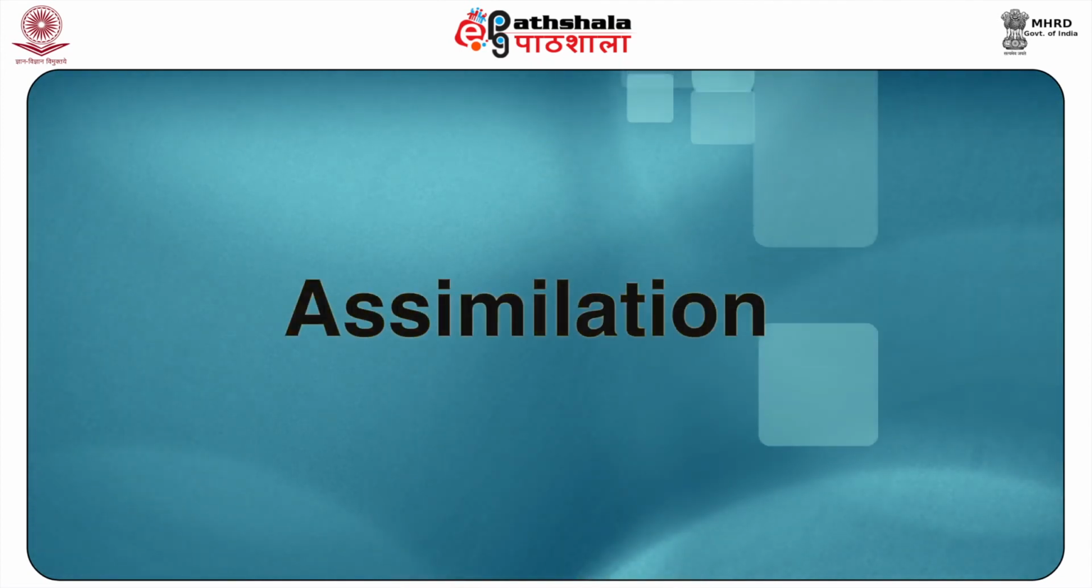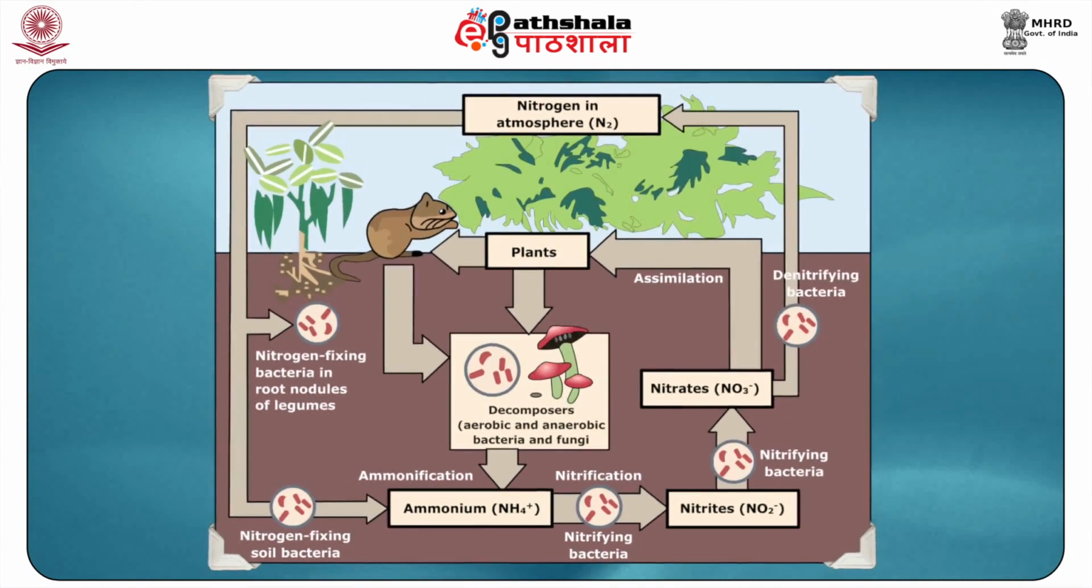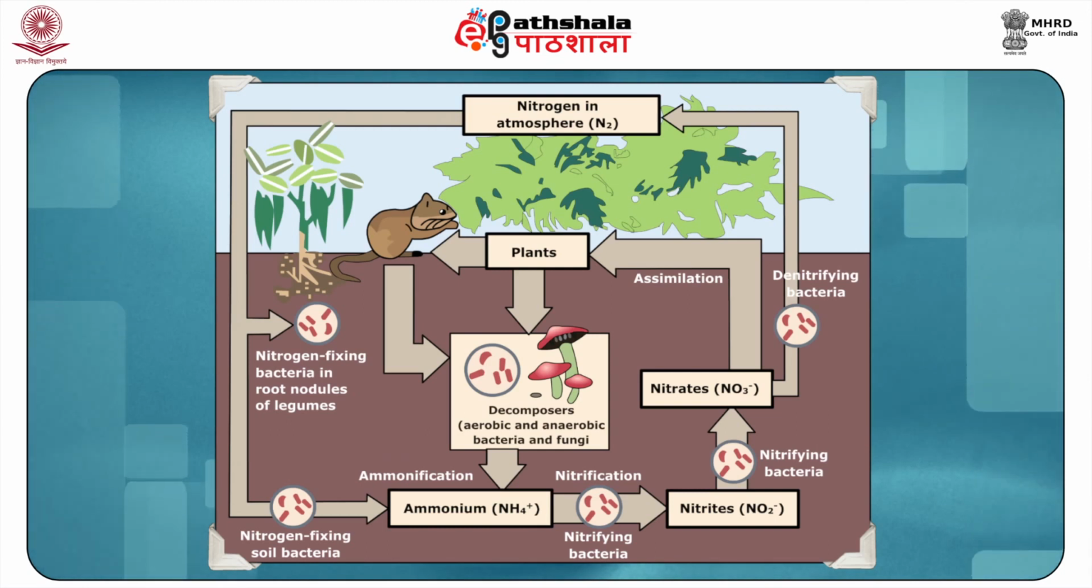Assimilation. Plants can absorb nitrate, nitrite or ammonium ions from the soil through their root hairs. The absorbed nitrate is sequentially converted to nitrite and ammonium, which are incorporated into amino acids, nucleic acids and chlorophyll.